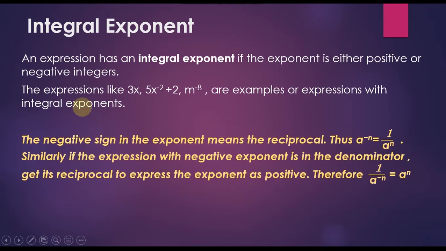The negative sign in the exponent means the reciprocal. Thus, a raised to negative n is equal to 1 over a raised to n. Similarly, if the expression with a negative exponent is in the denominator, get its reciprocal to express the exponent as positive. Therefore, 1 over a raised to negative n is equal to a raised to n. Remember, again, the reciprocal when it comes to negative exponents.